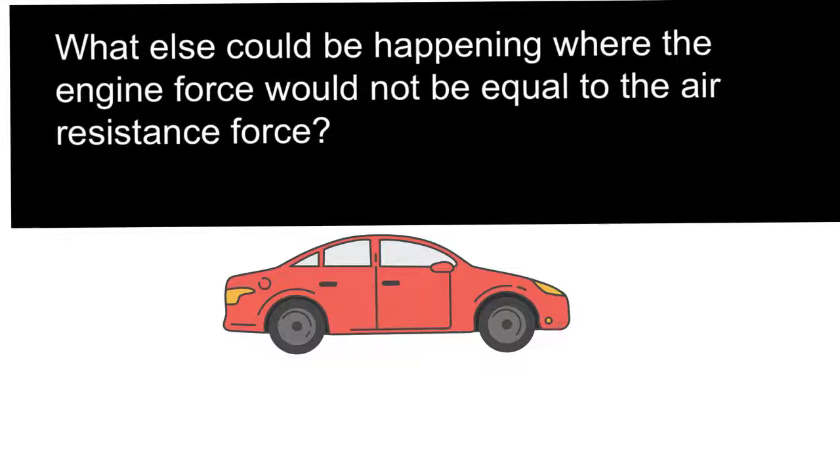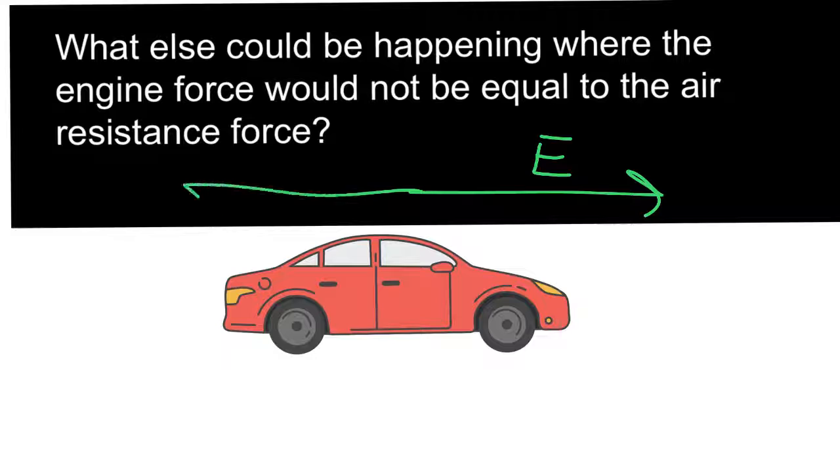So in the previous example, we saw where the engine force making the car go forward was equal to the air resistance force back. But what else could be happening to this car so that the engine force maybe is not equal to the air resistance force?